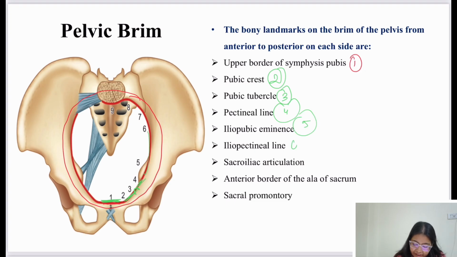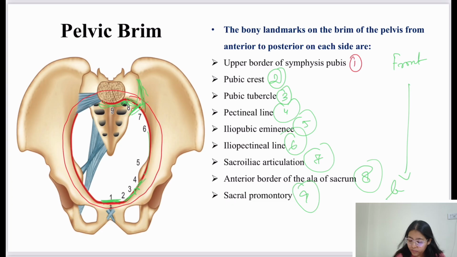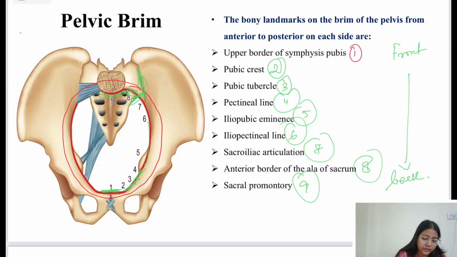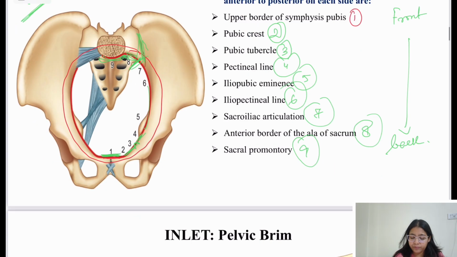Okay, then iliopubic eminence, then iliopectineal line, then sacroiliac articulation, this part, then anterior border of the ala of the sacrum, 8, and then sacral promontory, 9. So you should remember this in order from front to back. Okay, this is a very important portion of this topic.